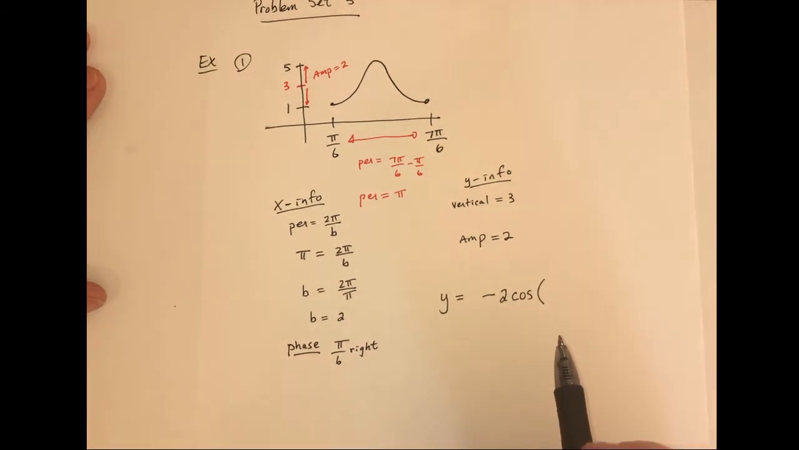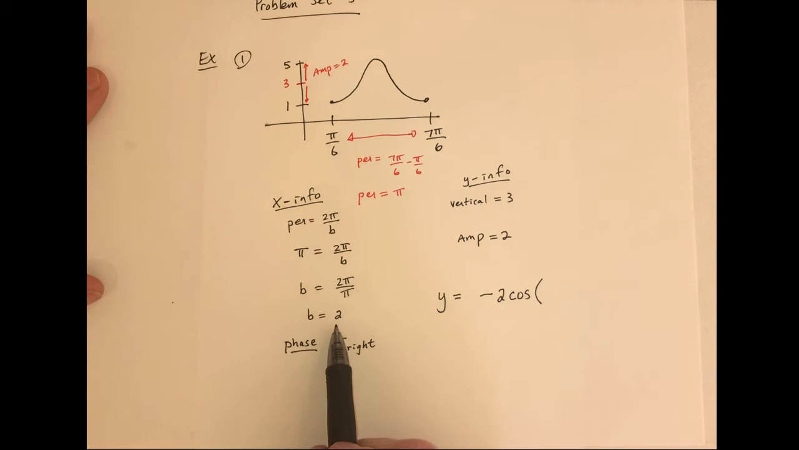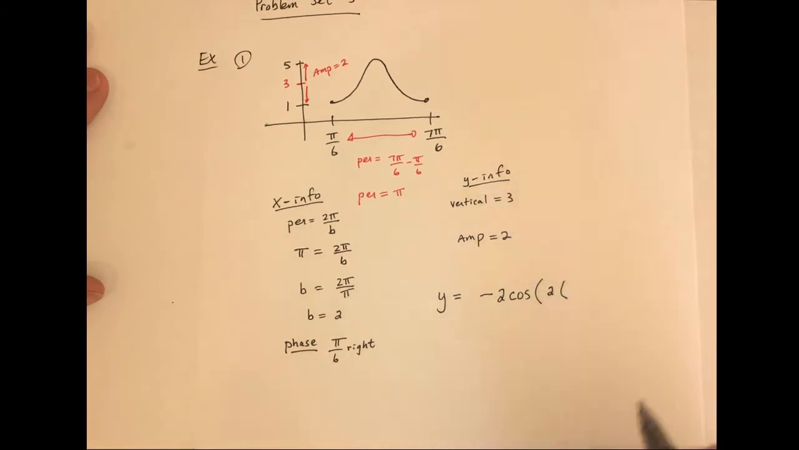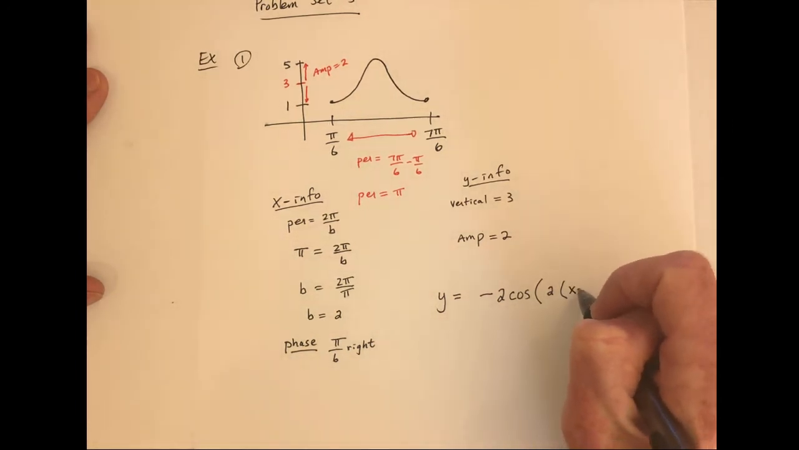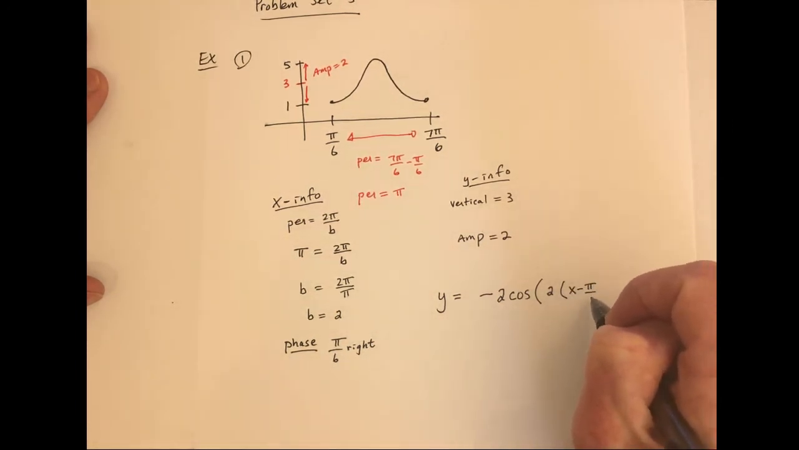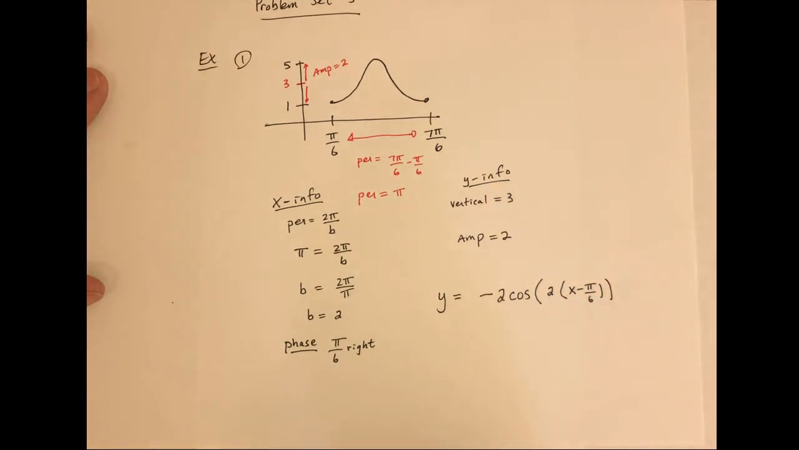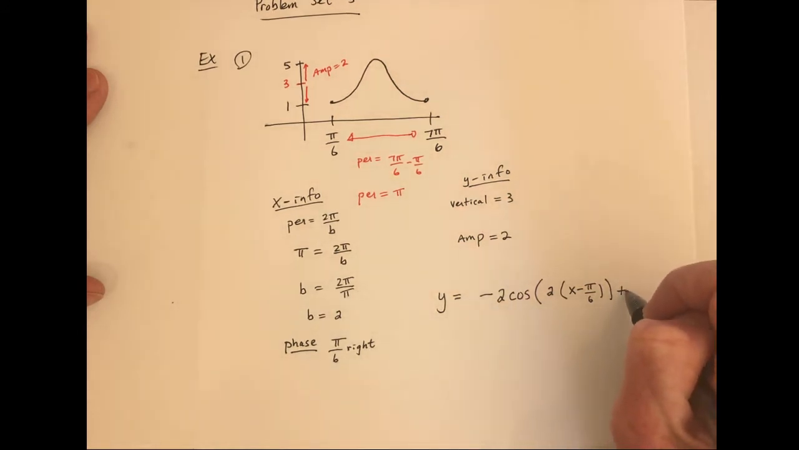And then I need parentheses, so it needs to be a 2 for this b right here, and then shift it to the right. So that's going to be x minus pi over 6. So x minus actually shifts it to the right. And then the vertical shift, you can either put that right here, so that it says 3 minus all this, or you can put it right here.